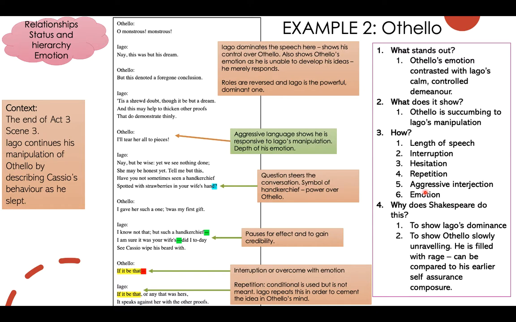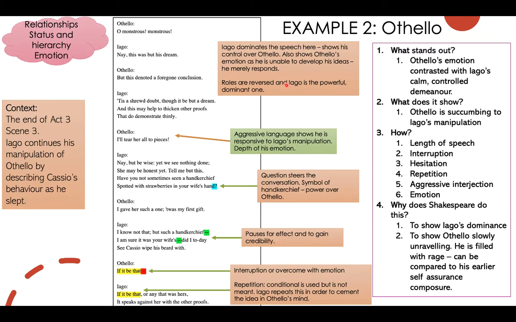So why does Shakespeare do this? Shakespeare is trying to show you here how Iago continues to dominate Othello and becomes more powerful. It also shows that Othello is slowly unraveling. He's filled with rage, and we can compare this to his earlier self-assurance and the way in which he behaves in his role.